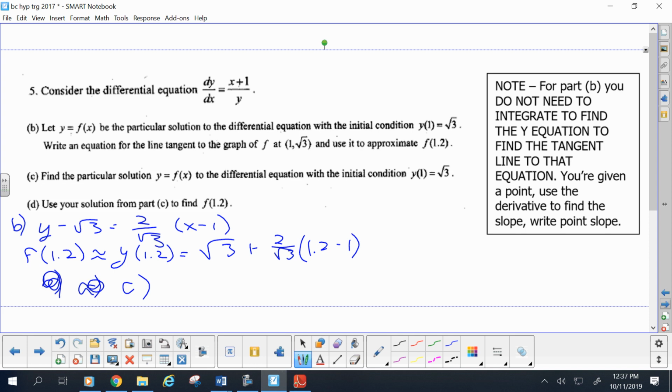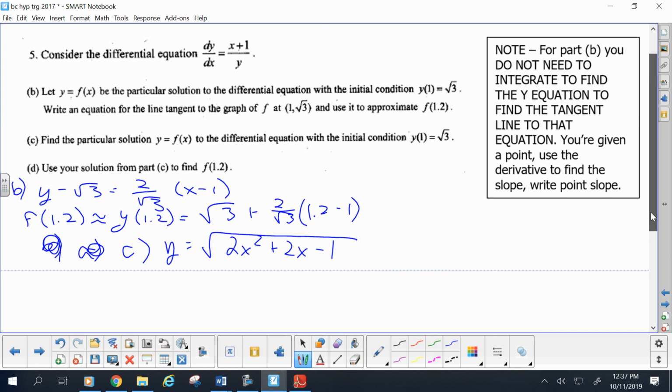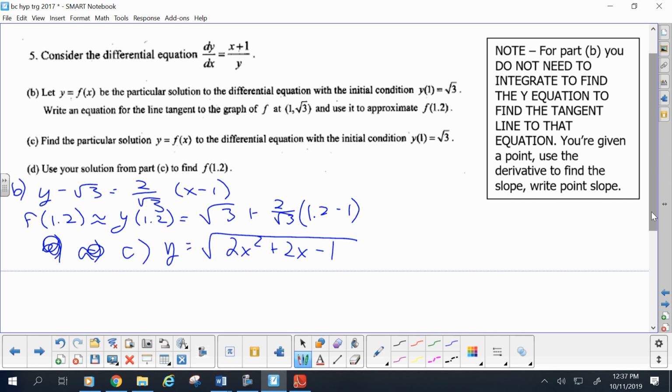C. Did you get a solution of y equals the square root of 2x squared plus 2x minus 1? Why are we getting these? What's going on here? Let's go through it, shall we? When you separate the variables, what did you get? You have dy/dx equals x plus 1 over y. Separate the variables: y dy equals x plus 1 dx. Okay, integrate. Equals. Okay, that's not the problem.